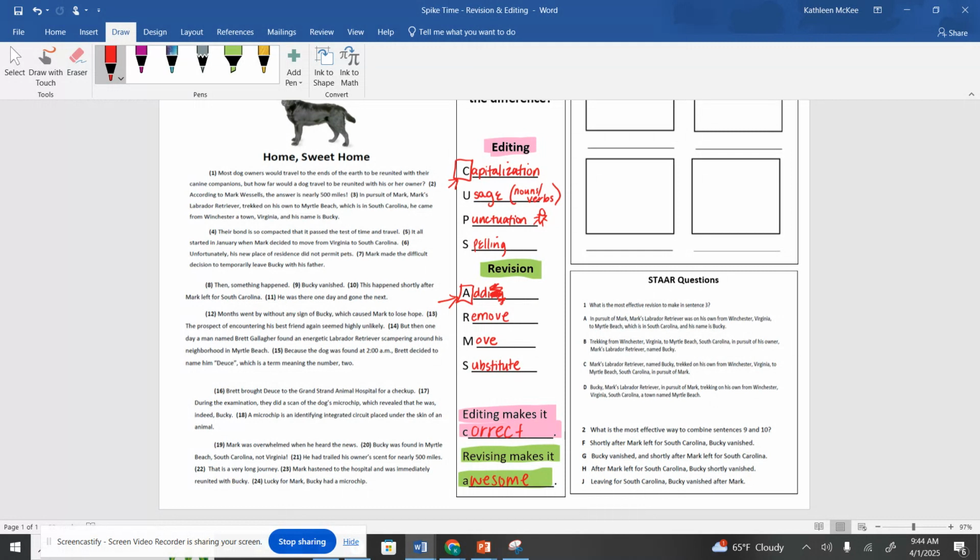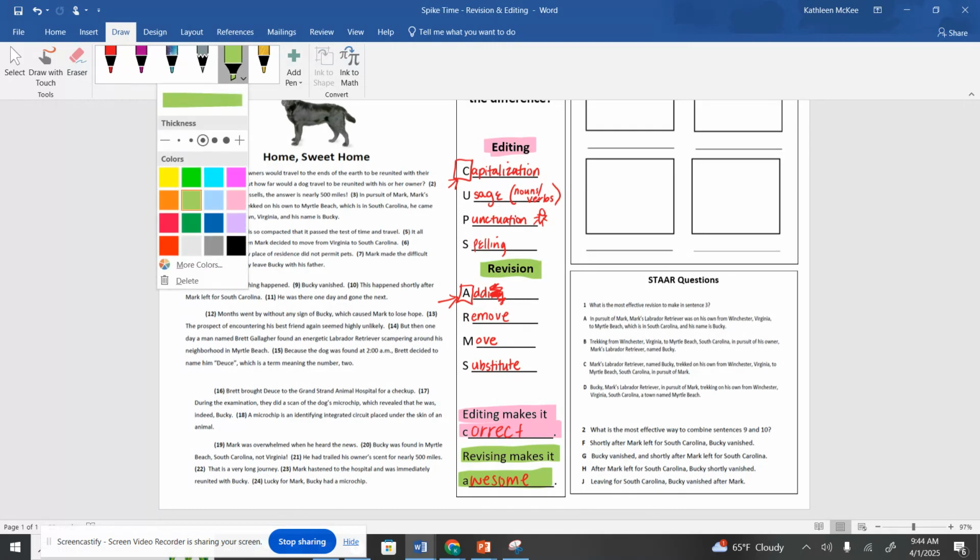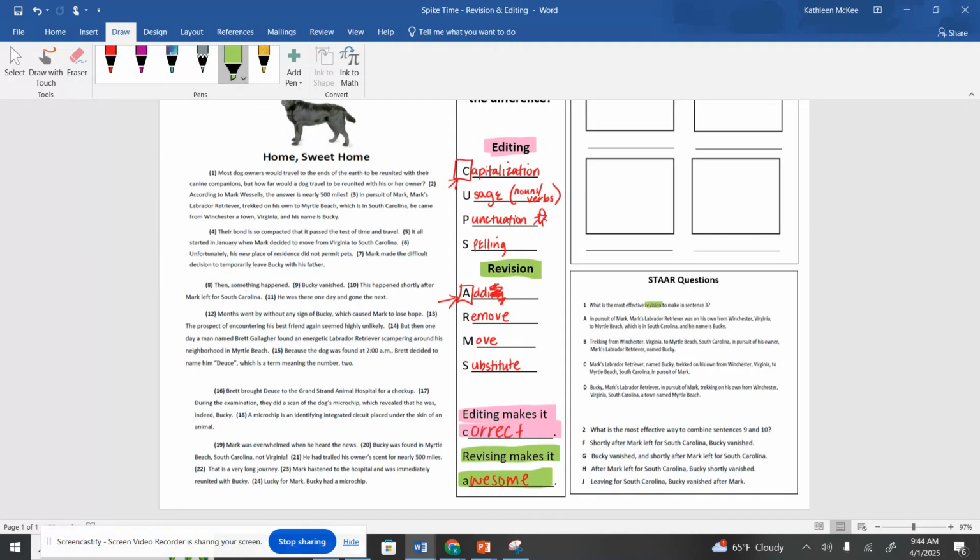Now, this is important to know beyond the STAR test, but also on the STAR test, it's important that you're noticing words in the questions. So look at this number 1 down here on the right. It says, what is the most effective revision to make in sentence 3? You know that you're not looking for capitals, usage, punctuation, or spelling because it doesn't say editing, it says revision. So you're looking to move words around, to remove words, to change words, to make sure that the writing is stronger, that it's better, that it's more awesome, okay?